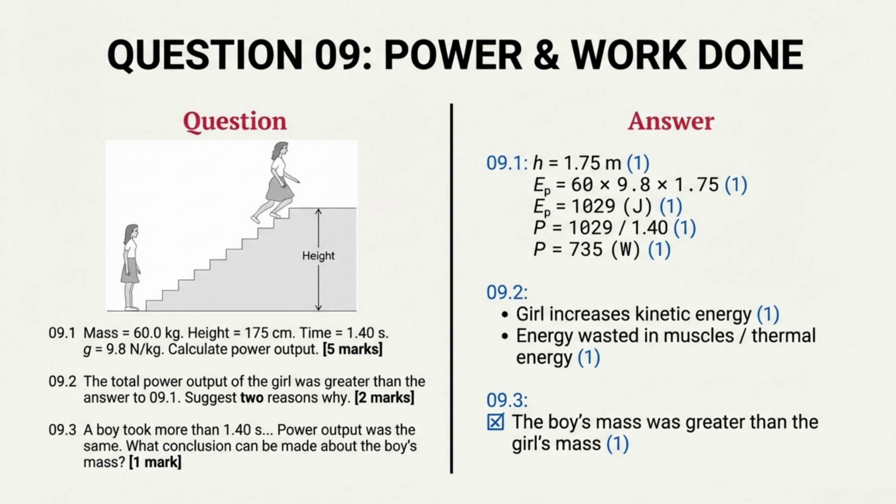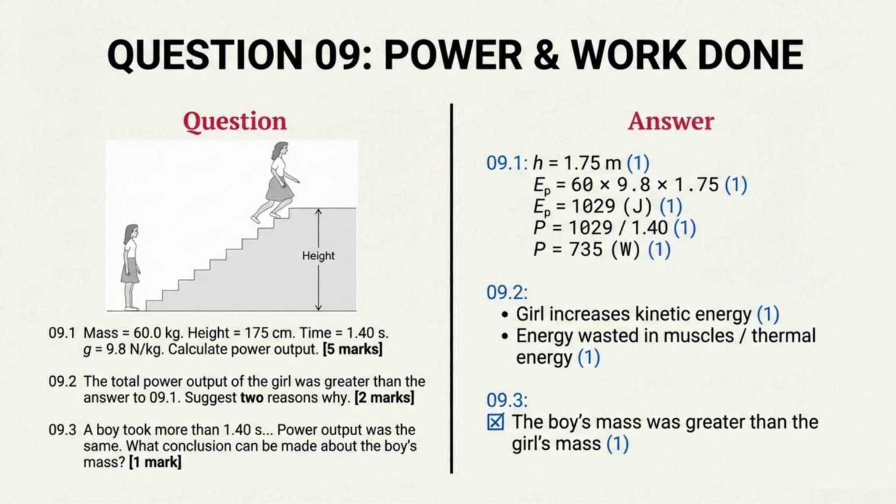Two steps here. First, calculate the work done against gravity. The formula is mass times gravitational field strength times height. M times g times h. Gravity is 9.8, so 60 times 9.8 times 1.75. That gives a work done of 1,029 joules. Now we need power. Power is work divided by time. So we take that 1,029 joules and divide by her time, 1.40 seconds, which gives 735 watts. 09.2 asks why her total actual power output is greater than this calculated value.